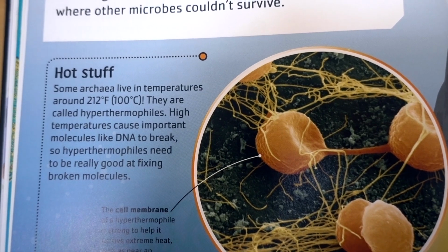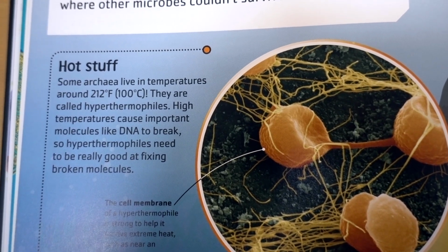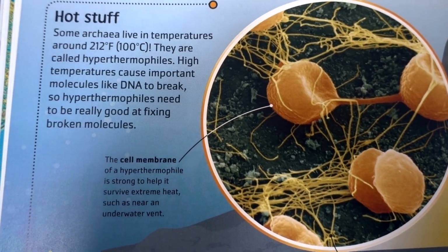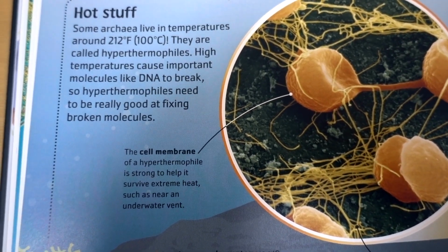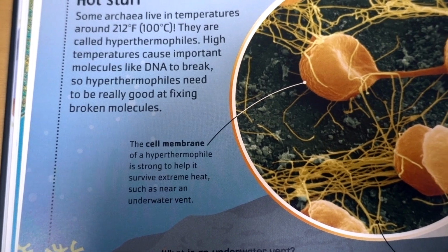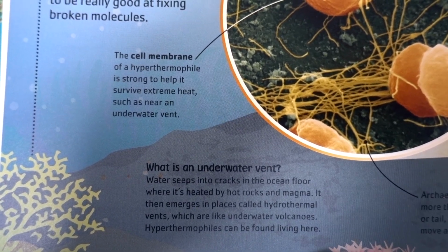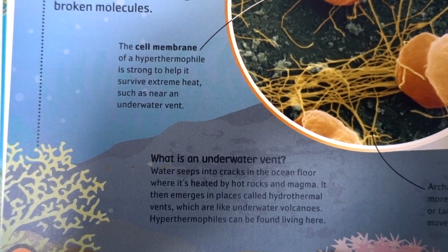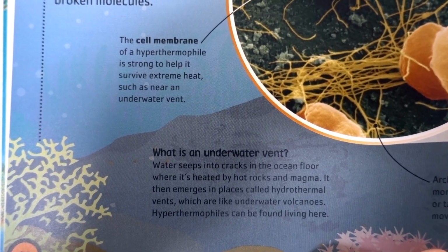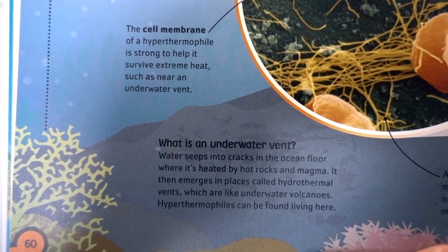Hyperthermophiles. High temperatures cause important molecules like DNA to break, so hyperthermophiles need to be really good at fixing broken molecules. The cell membrane of a hyperthermophile is strong to help it survive extreme heat, such as near an underwater vent. What is an underwater vent? Water seeps into cracks in the ocean floor where it's heated by hot rocks and magma. It then emerges in places called hydrothermal vents, which are like underwater volcanoes. Hyperthermophiles can be found living here.